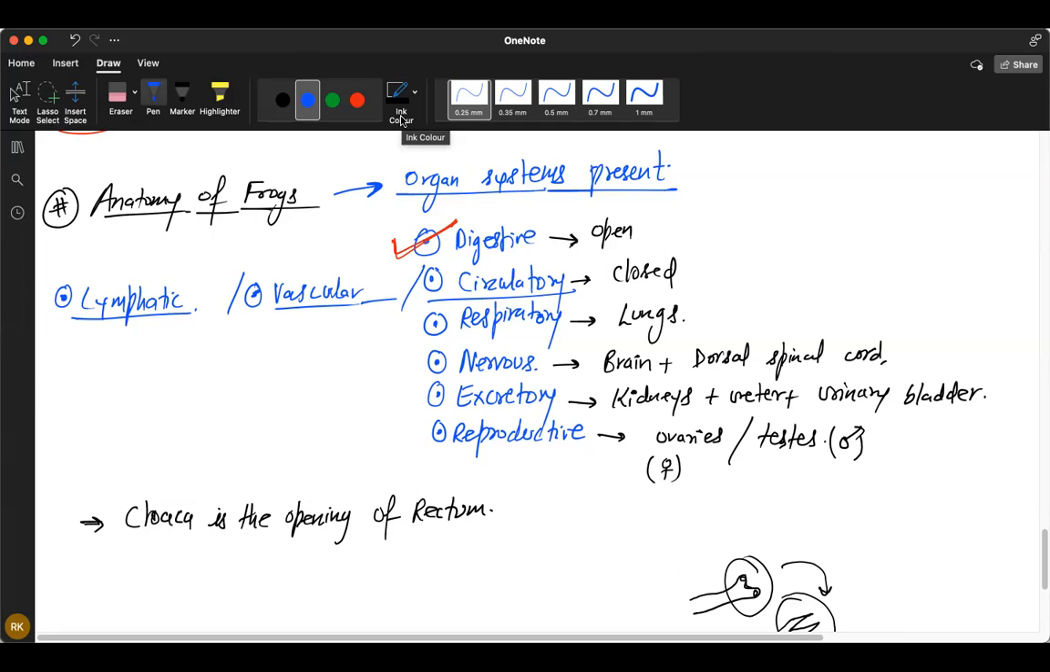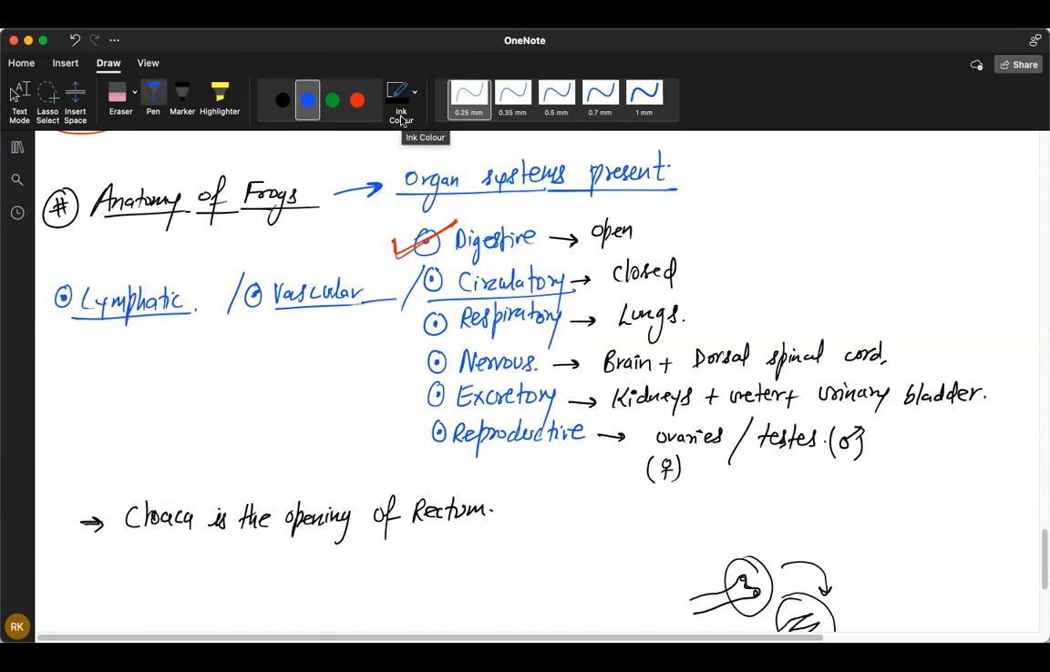Okay. And another similarity is, now keep writing as similarities and dissimilarities. So the similarity is that the blood of frog also is red because it contains hemoglobin. Okay. And the kinds of cells present in the frog blood are similar, like they have RBCs, WBCs, and platelets. Okay. Is it clear, everyone? Yes. So frogs have RBCs, WBCs, and platelets.